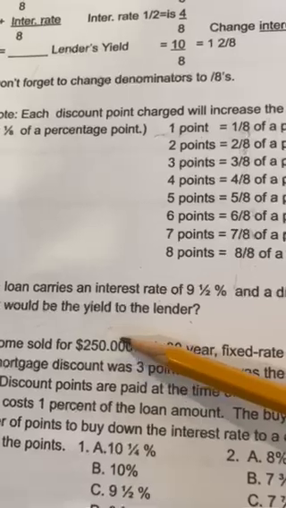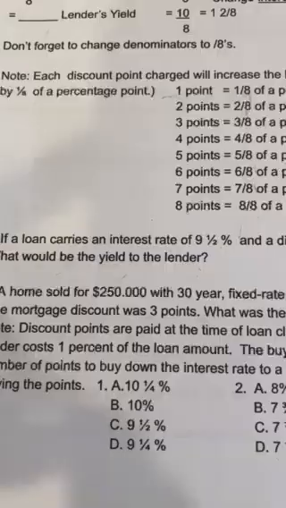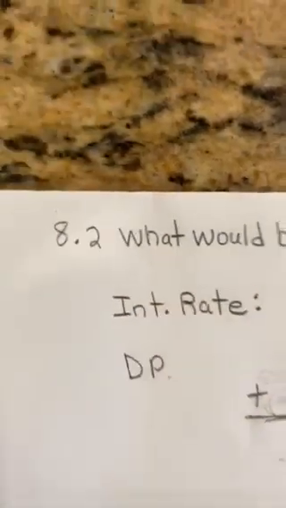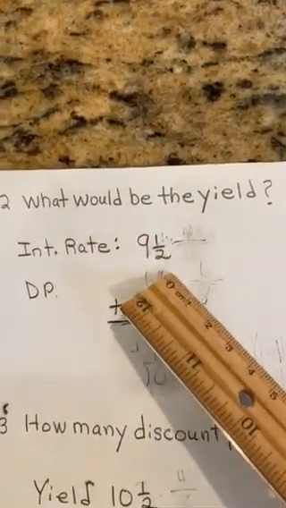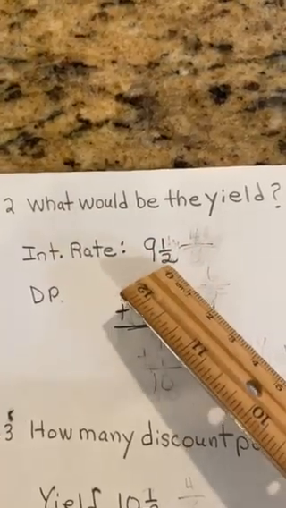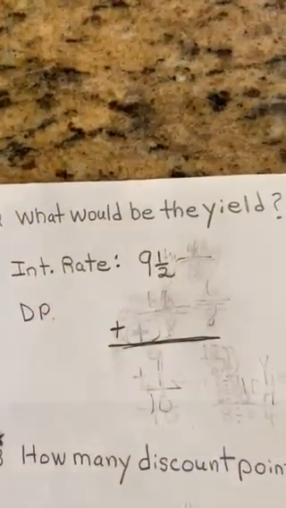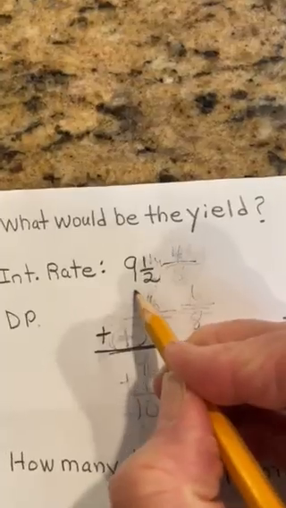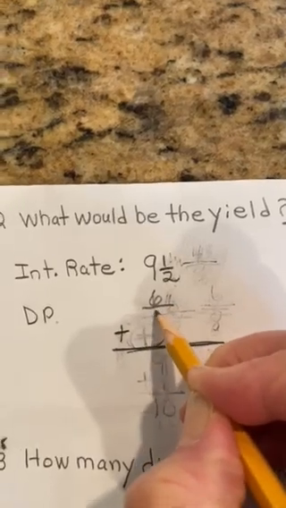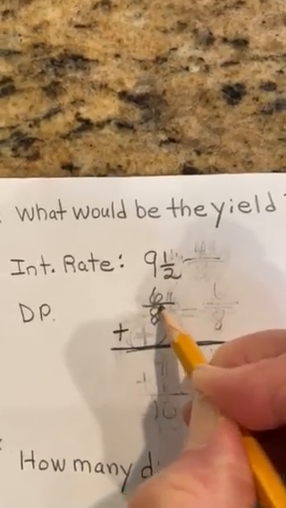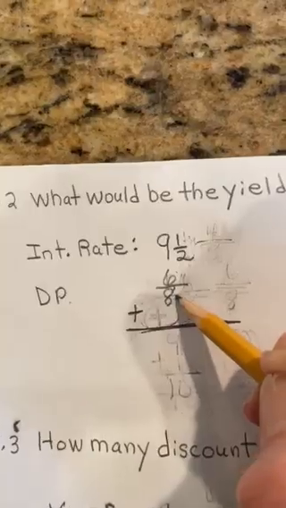If a loan carries an interest rate of 9.5% and a discount of 6 points, what would be the yield to the lender? Now let's work the problem. The interest rate we know is 9.5. What did I say about all fractions? They have to be changed into 8s. And you will have to change the 1/2 into 8s. And the discount points, we know from your problem, it says it's 6 points. What did I say about the points? Discount points, you have to put an 8 under it to make a fraction, because that represents the yield. So 6 would be 6/8 now.